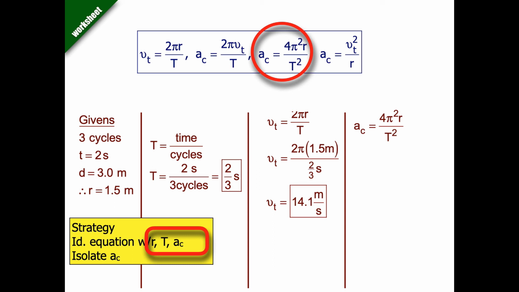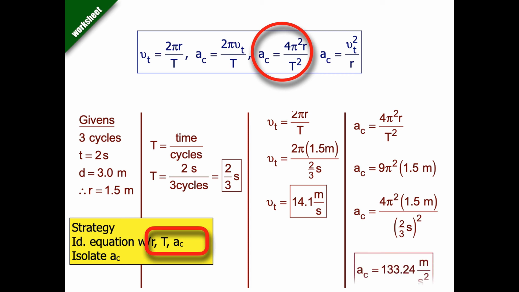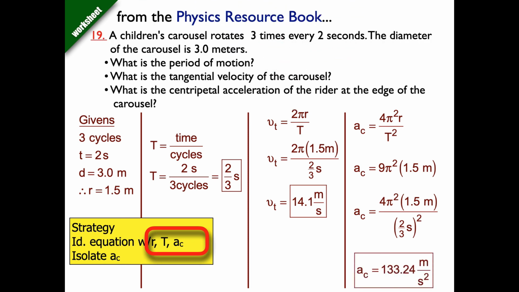AC is equal to 4 pi squared r over T squared. So when I start doing some of the math, I'll put in the numbers. I'll put 1.5 for the radius. For the time, I'll put in 2/3 and square it. It's kind of not showing you the intermediate step there, which is out of order. It's right here, actually. 4 pi squared times 1.5 divided by 2/3 of a second, squared. Do a little bit of math, and that gives me the acceleration, 1.33 meters per second squared.